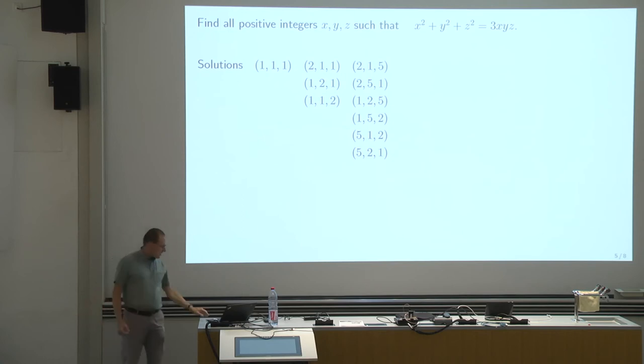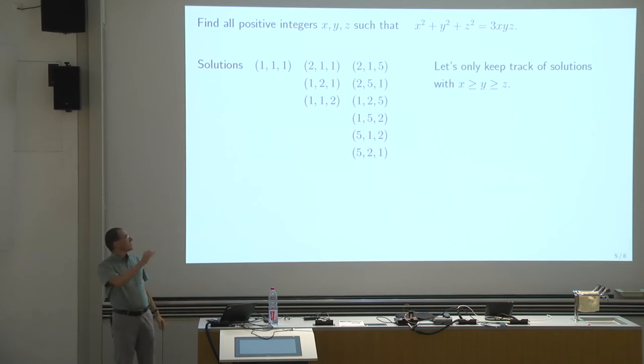Now, let's agree that we only keep track of solutions with x greater than or equal to y greater than or equal to z. So that it would be cheating to say that we have found 10 solutions. We really have found 3 solutions. It's not that these are not solutions, but we don't want to drag them with us the whole time. Once we write 5, 2, 1, we understand that 1, 2, 5, and 2, 5, 1, and so on are also solutions. So we are only going to write down solutions where the coordinates have decreasing order. Excellent. So now we have the main idea.